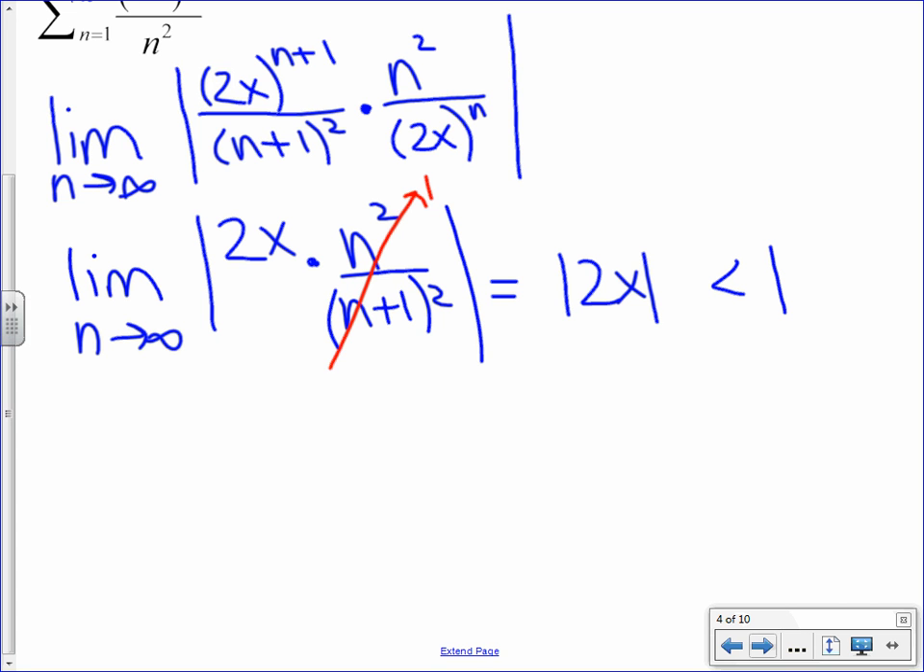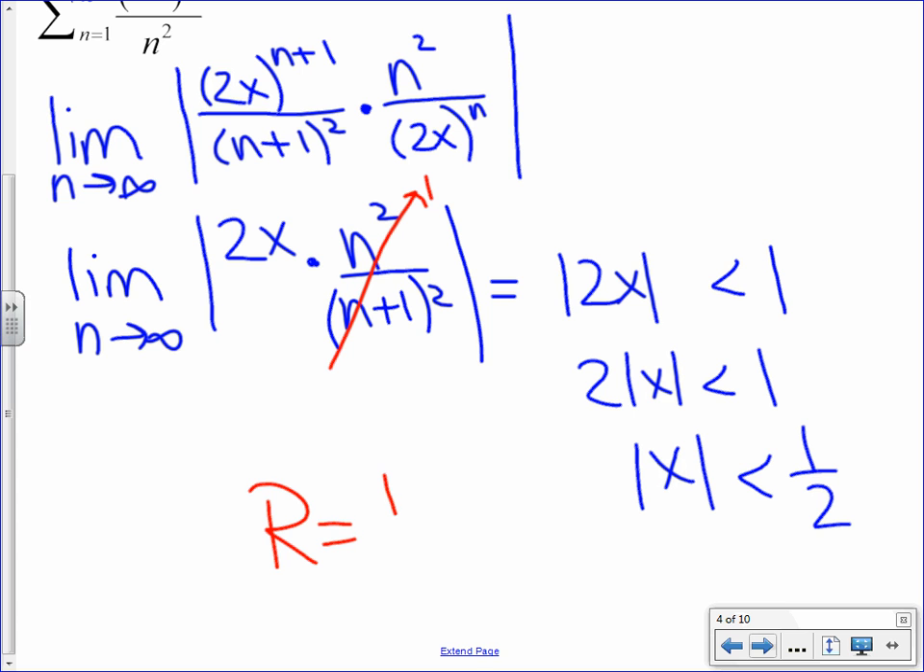Now, that 2 inside the absolute value, it can come out, right? So the absolute value of x is less than 1/2. That is your radius of convergence. Your radius of convergence is 1/2.